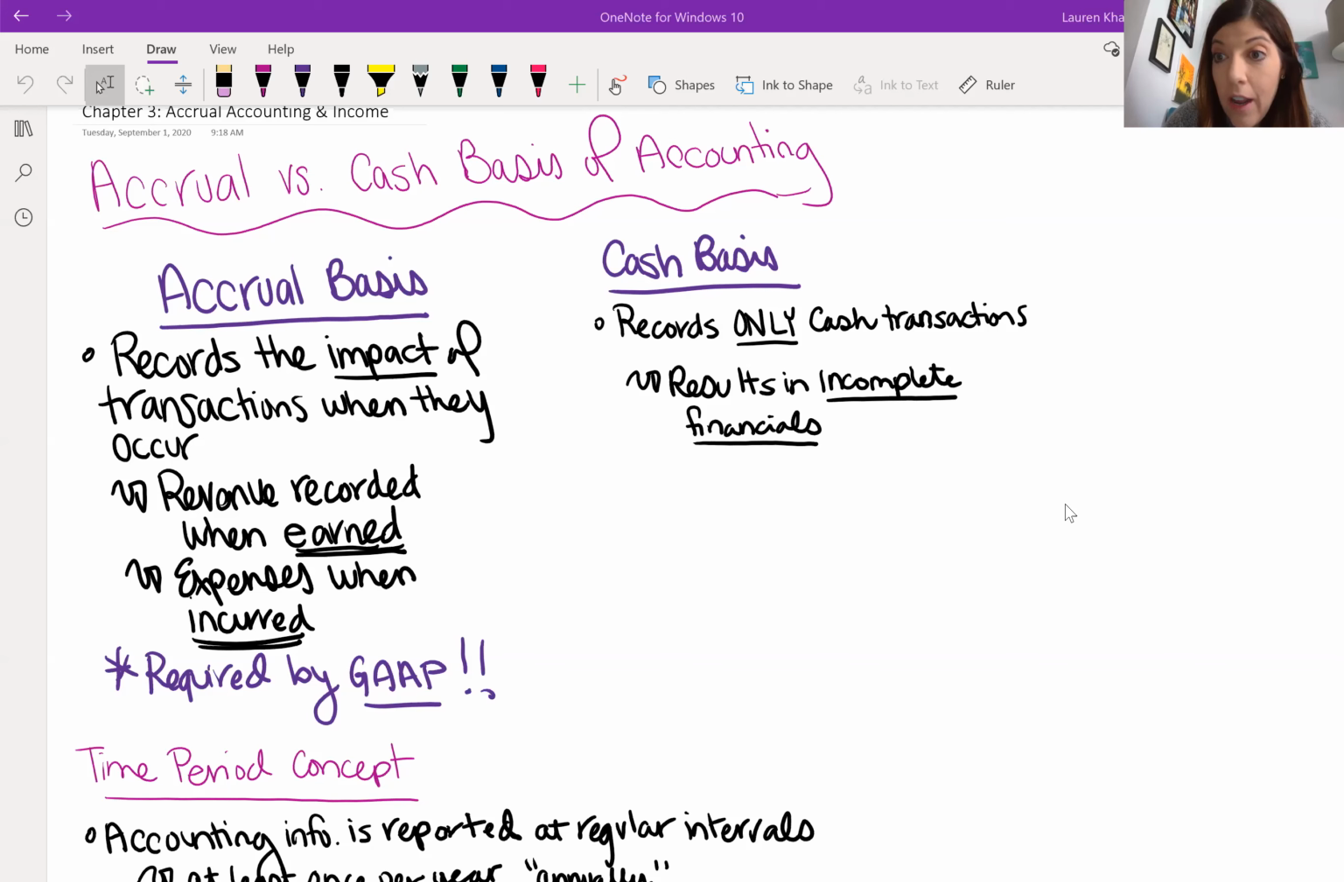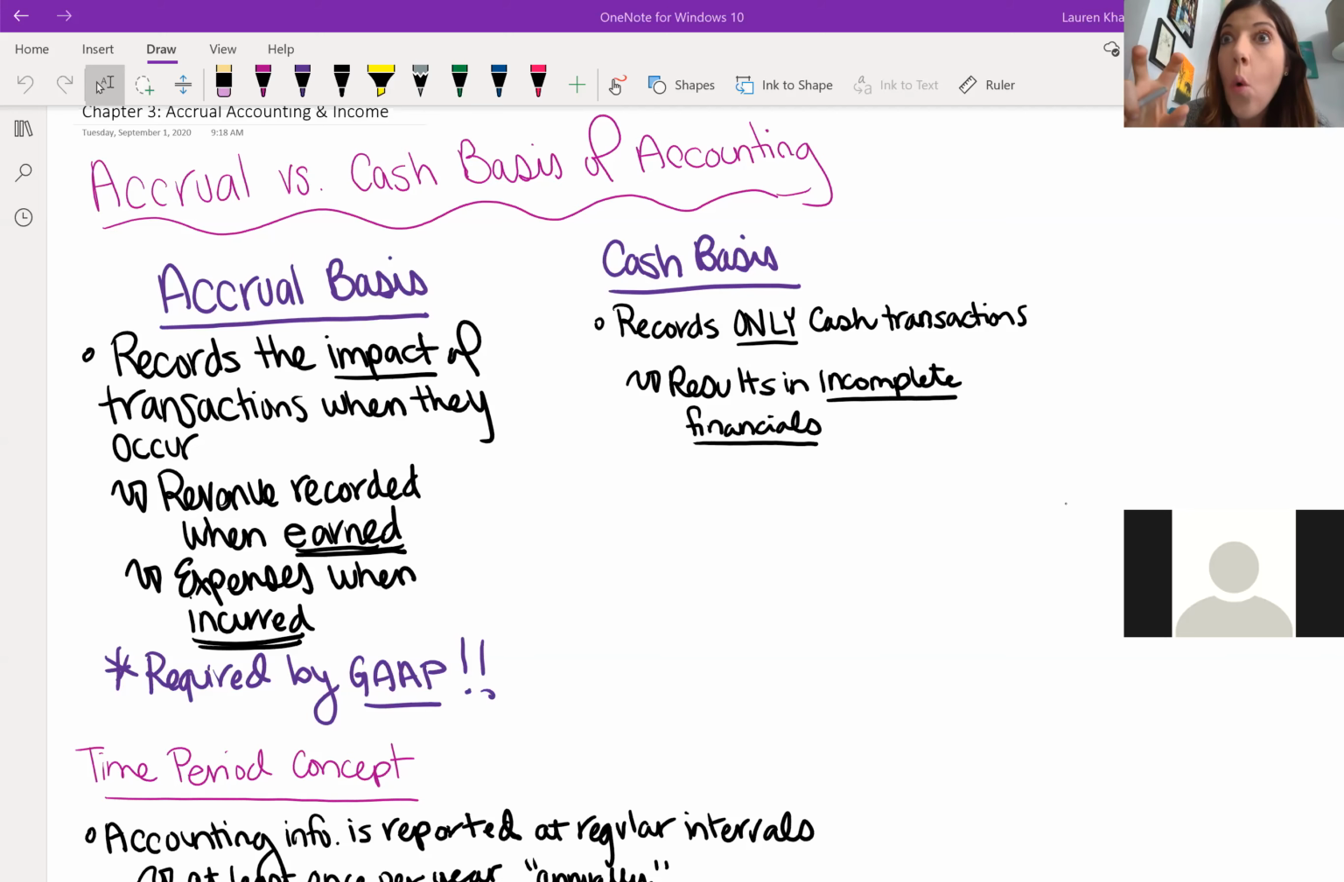I don't care if they paid me in advance. I don't care if they paid me when this transaction actually occurred, or I don't care if they're going to pay me later. Doesn't matter when the cash comes through to recognize revenue. What mattered was when did I actually provide the service to recognize that revenue as earned. And that's when I'm going to record the transaction.